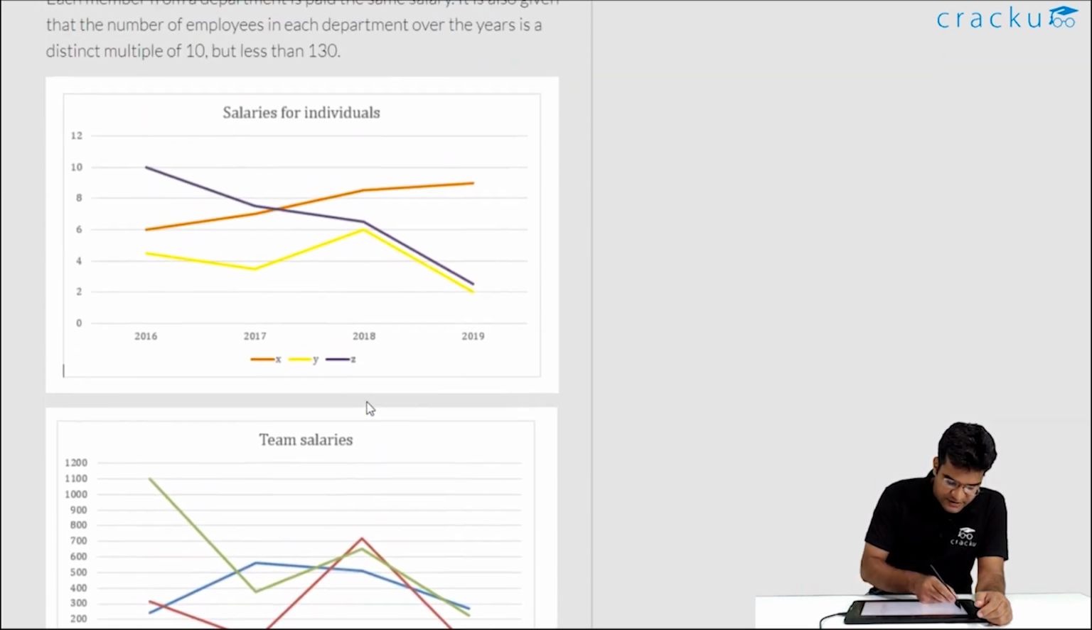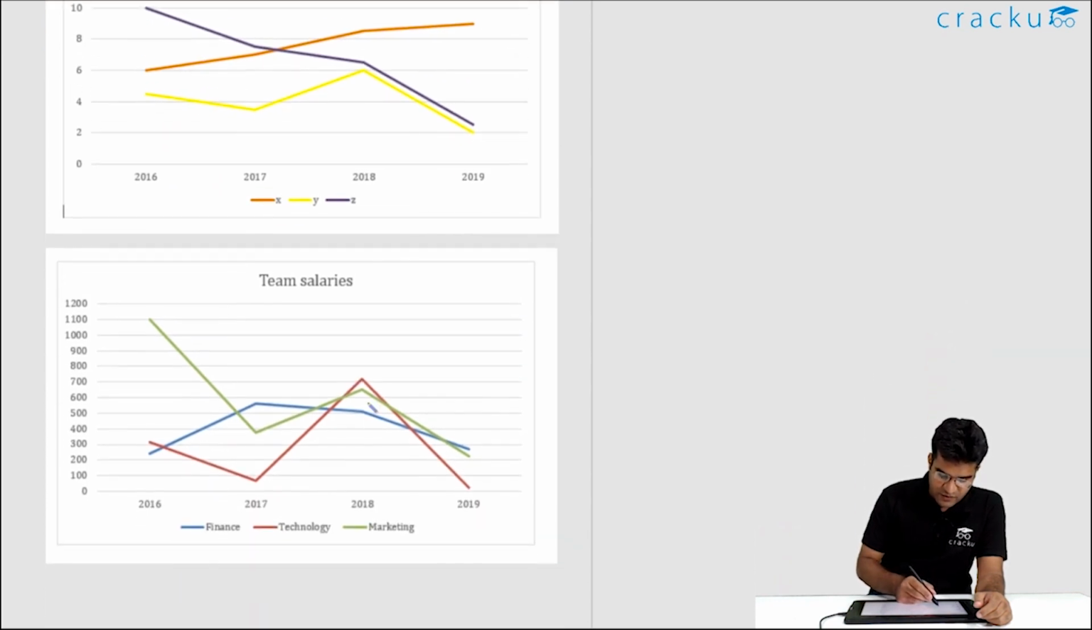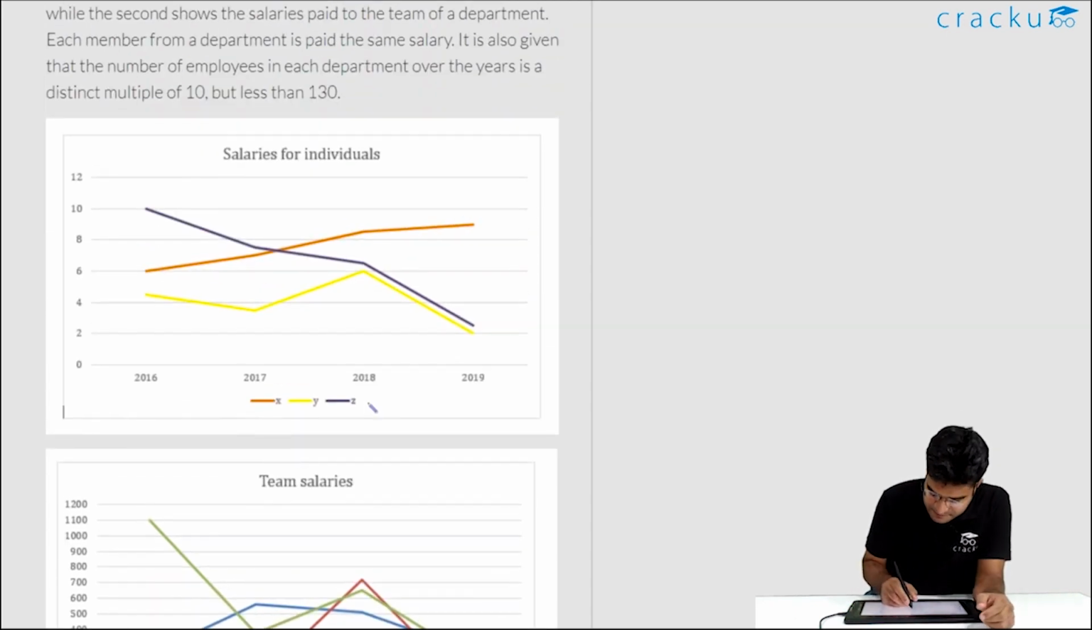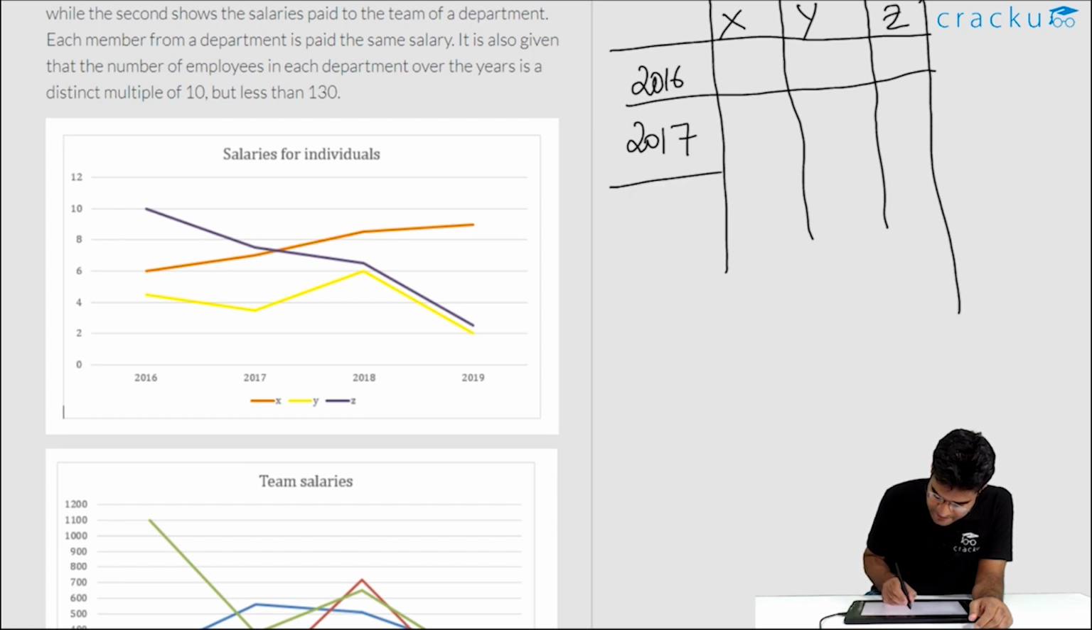let us first put down the information that we already have in the form of 2 tables. One table will depict the salaries of the individuals, that is the data in this graph. The second one will depict the total salaries, that is the team salaries. If you are looking at it, this is 2016, 2017, this is department X, this is department Y, and this is department Z. 2017, 2018.